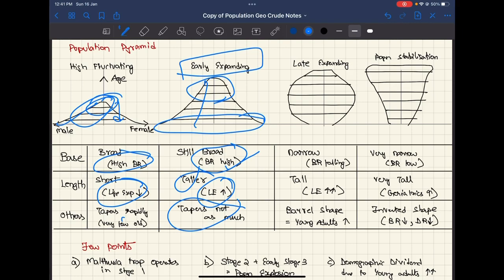In the late expanding stage, the base is very narrow because death rate is falling. It is tall because life expectancy is improving. It is barrel shaped because it has a demographic dividend due to young adults.